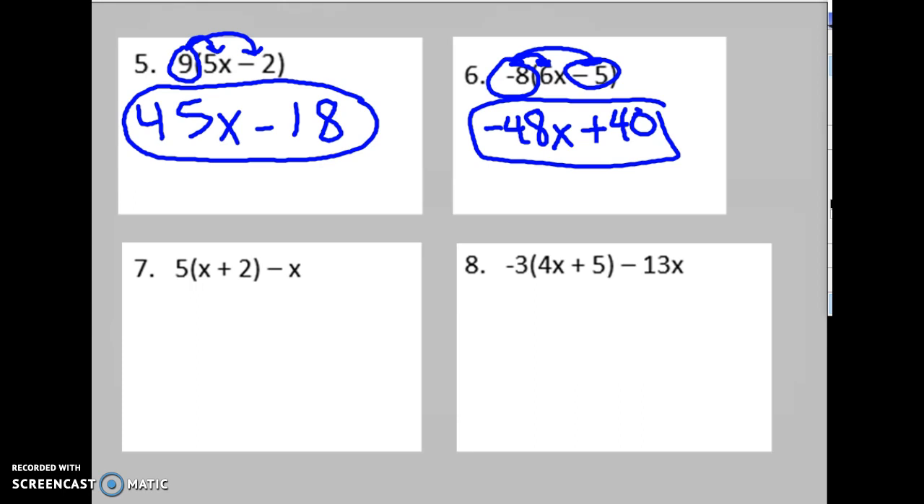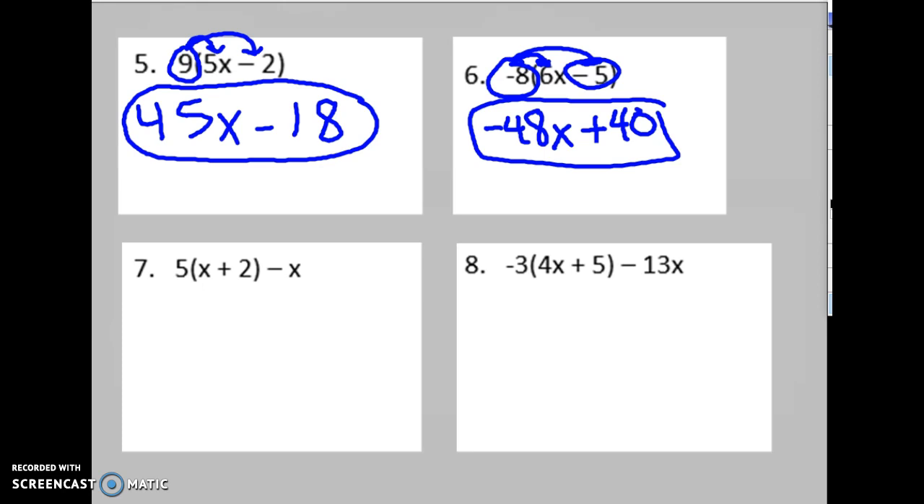Number 6 is a little bit different, and I say that because you have a -8 out in front, and then inside the parentheses is subtraction. So be careful here. On the first part, you're going to do -8 times 6x, which gives you -48x. And then on the second part, notice we're doing -8 times what I circled here, which was -5. And we know that a negative times a negative is actually a positive, so that's why I have plus 40 here. So the answer is -48x plus 40.